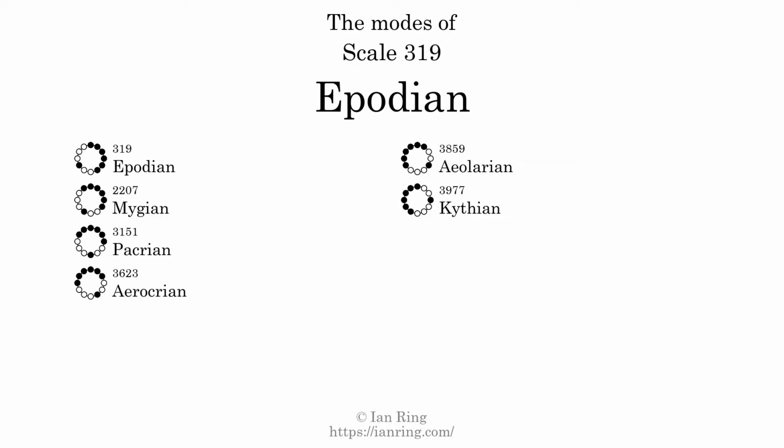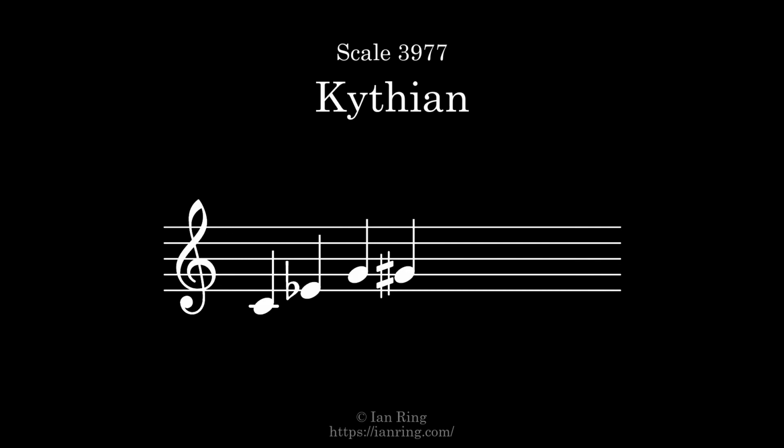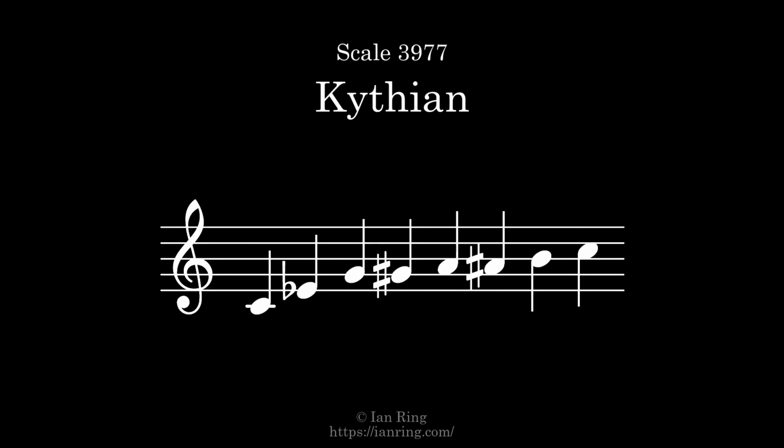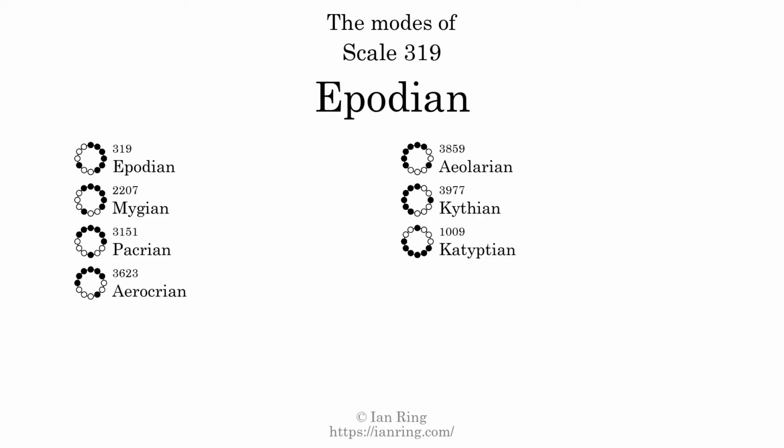The sixth mode is scale 3977, also known as Kythian. It sounds like this. The seventh and last mode is scale 1009, also known as Catiptian. It sounds like this.